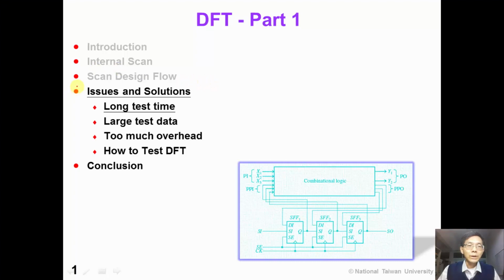In this video, we are going to discuss 4 issues and solutions for DFT. The first one is long test time, the second one is large test data volume, the third one is too much overhead, and number 4 is how can we test the DFT itself. Now let's start with the first issue.